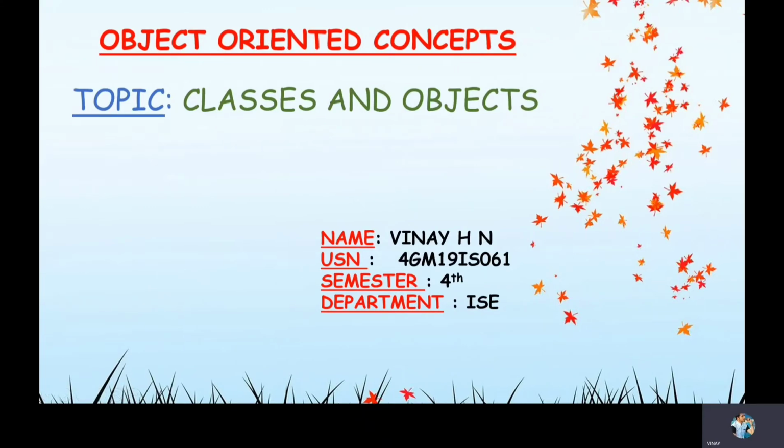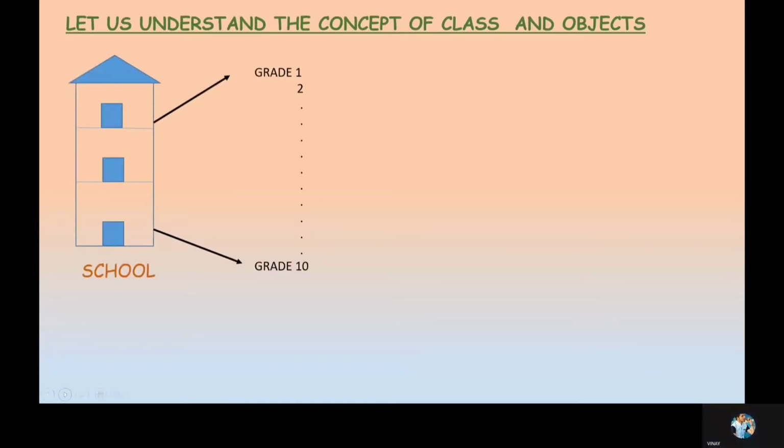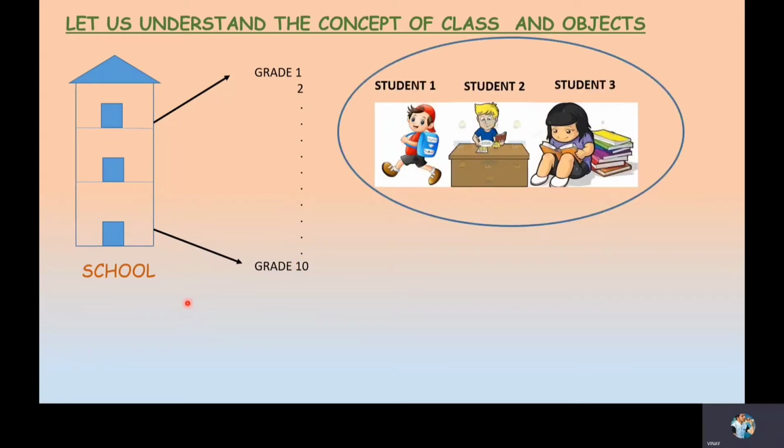Today I am going to explain about classes and objects. Let us understand the concept of class and objects. Here, a school is there. In school, grade 1, grade 2, and so on up to grade 10 students are there. Grades means standards. Some people call grade as standard, like standard 1, standard 2, and so on up to standard 10, etc. Here see, student 1, student 2, student 3.